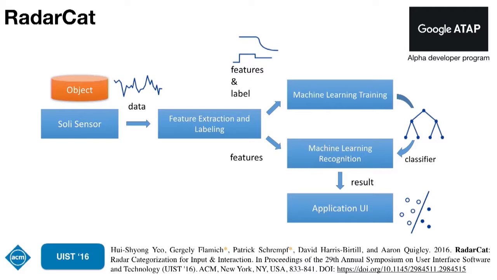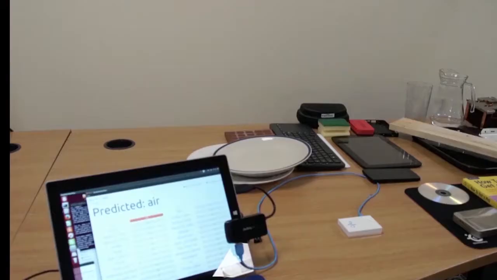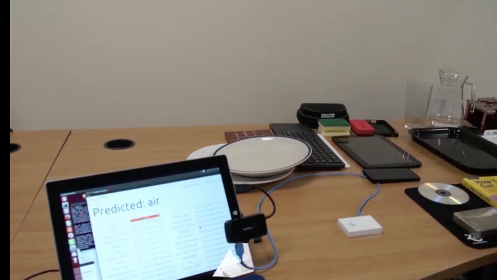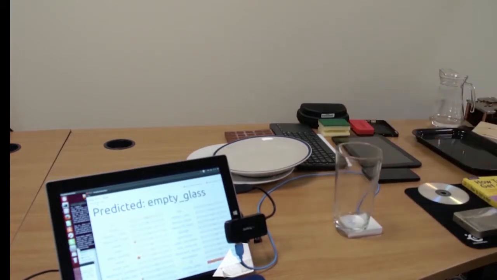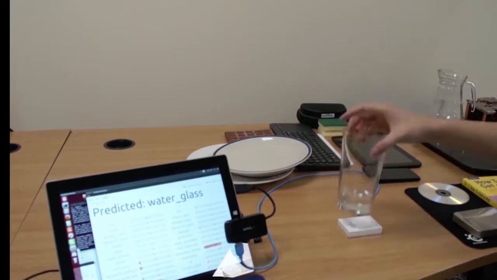The same idea is based on what we use in RadarCat. RadarCat is using the Google Soli device. I better end here. I'll just let this play. The Google Soli device is basically a radar chip that looks up, and the energy is reflected back, and we train with that, which means we can then recognize various objects placed on it, like glass, water, and different things like this.